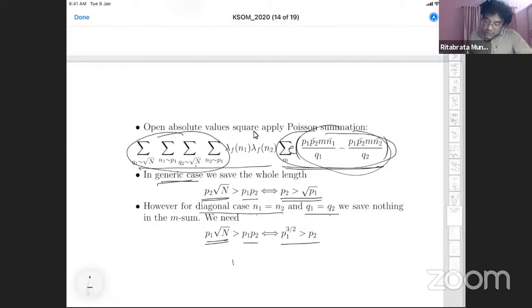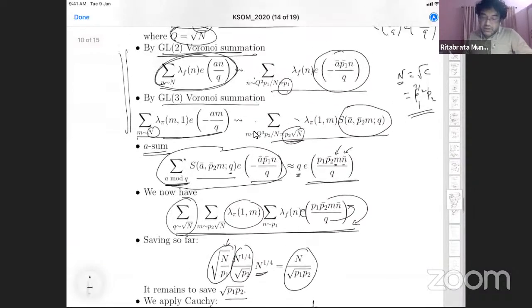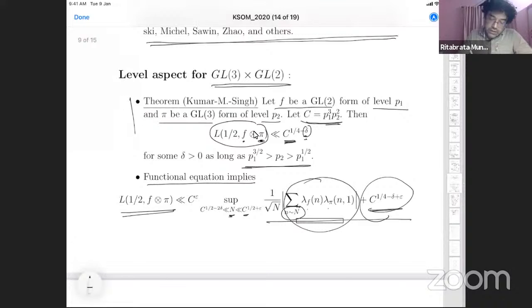So that means as long as my p2 is larger than root p1, but smaller than p1 to the power 3 by 2, both my generic case saving and the diagonal saving are satisfactory, and I get a subconvexity. I save P1, P2, and something extra. And that gives me this subconvexity result for level.